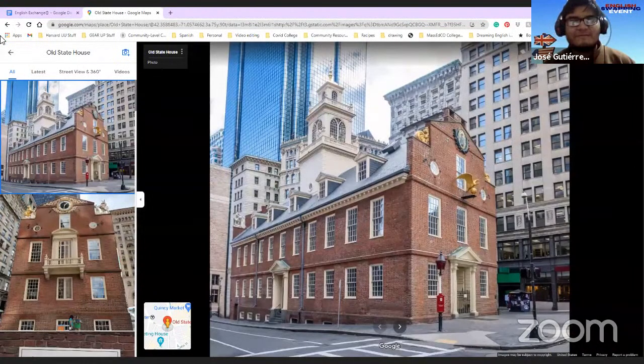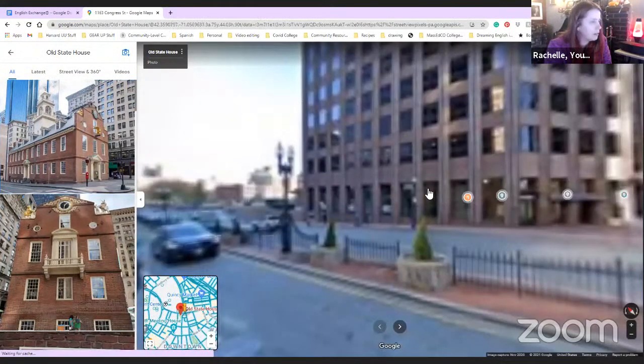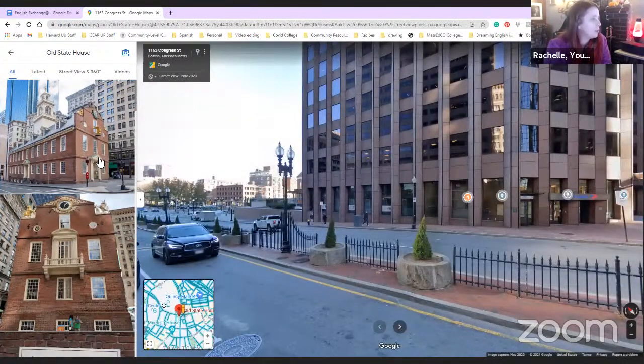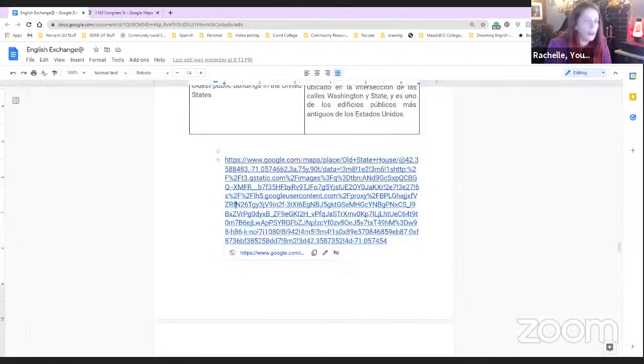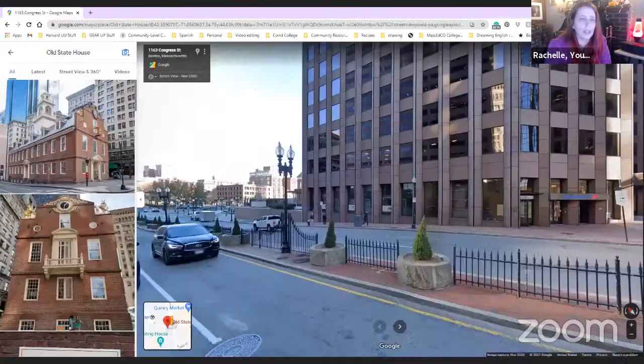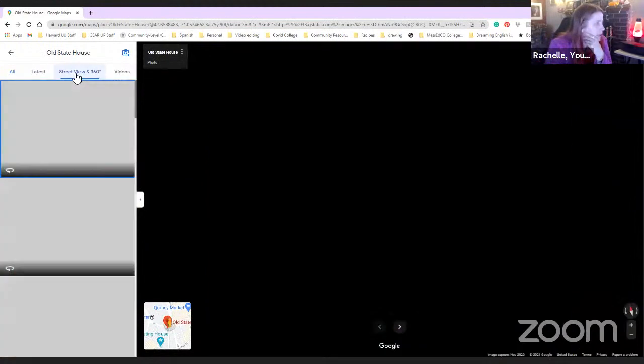So I think that you can see, I just did okay, so this is the old State House. And I have a little bit of notes over here that I want to look at. So the old State House that I'm going to show you, I hope you can see this. It's in Boston. And let's see.